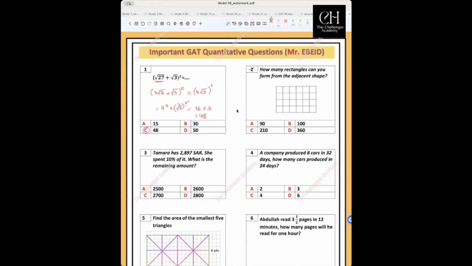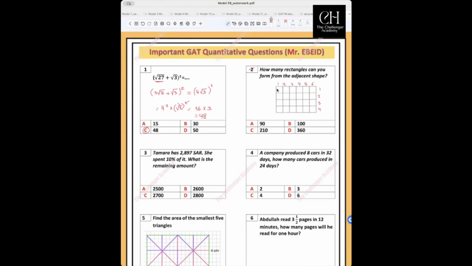How many rectangles can we form from the adjacent shape? So we want to count how many rectangles. We have a method to answer this question. Just write the number of rectangles in this column. We have 1, 2, 3, 4, and the number of rectangles in this row: 1, 2, 3, 4, 5, and 6. Just add 1 plus 2 plus 3 plus 4 plus 5 plus 6 times 1 plus 2 plus 3 plus 4.